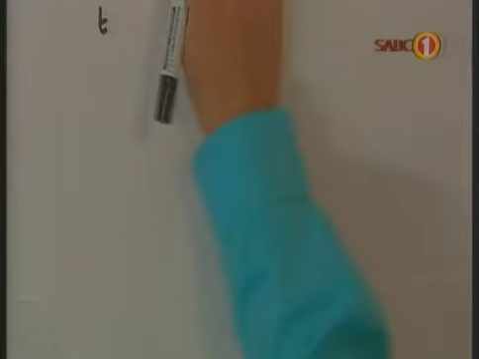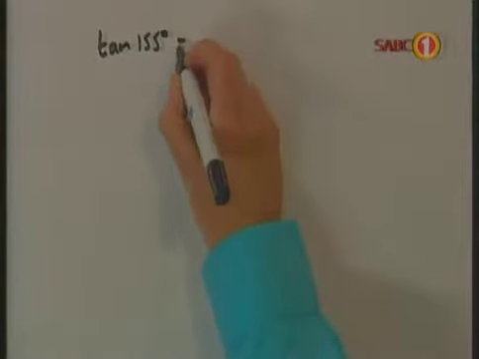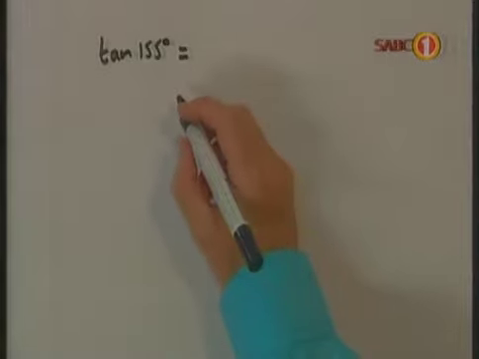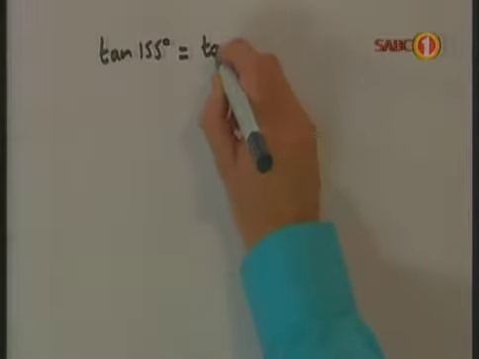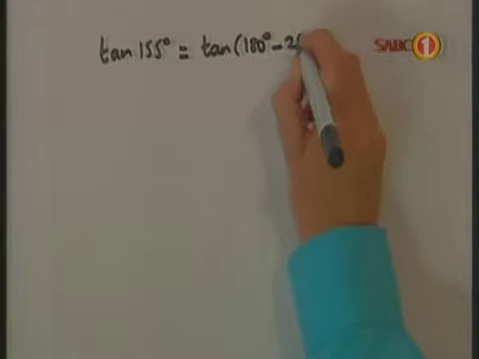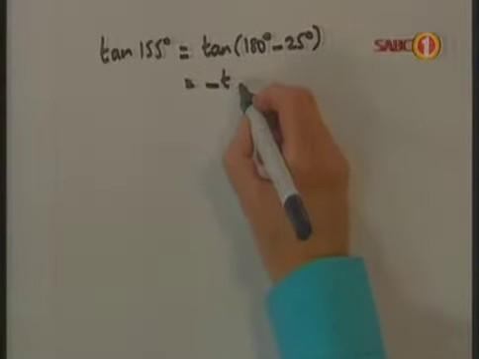Now let's have a look at the next one. What does it say, Nelson? Tan 155 degrees. Okay, tan 155. Now, the important thing is that we've got to get this to 25. But that's very easy because what quadrant are we in? We're in the second, which is clearly going to be 180 minus 25, which reduces to negative tan 25.